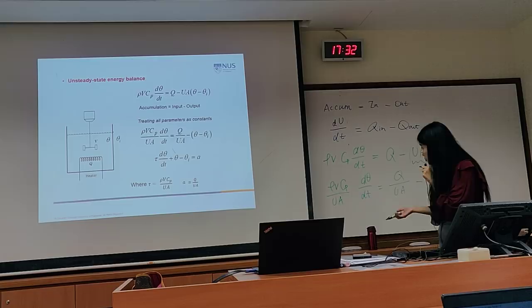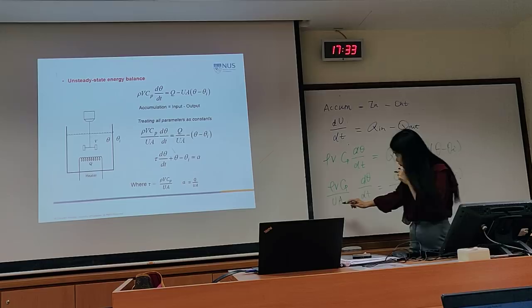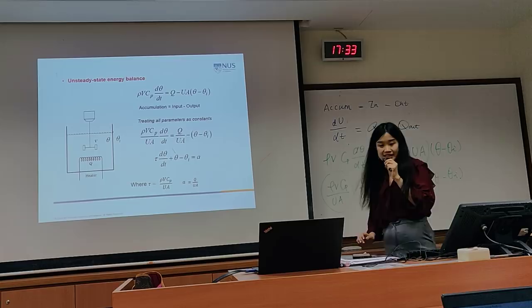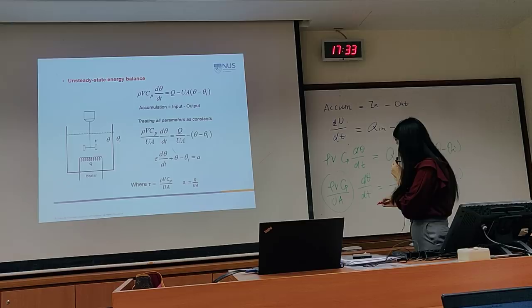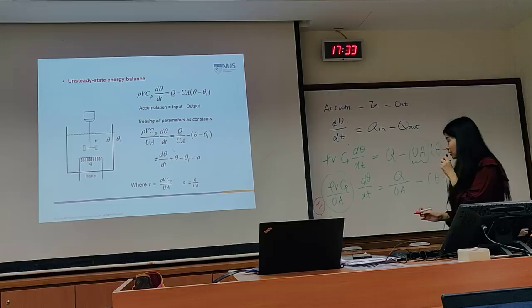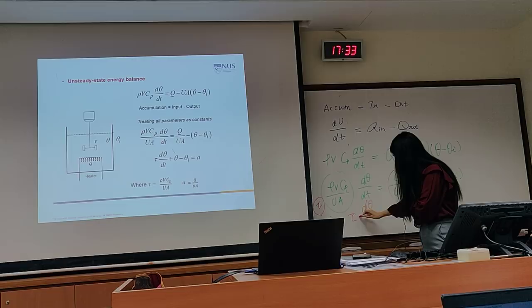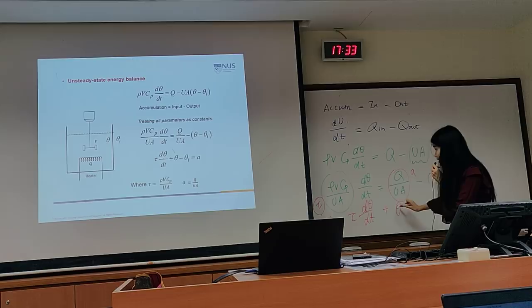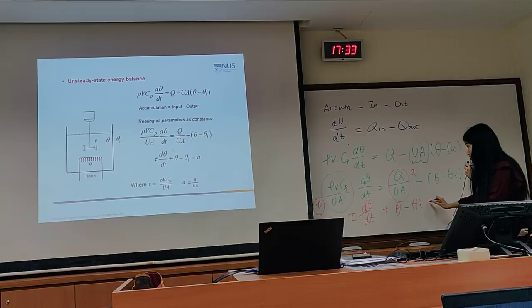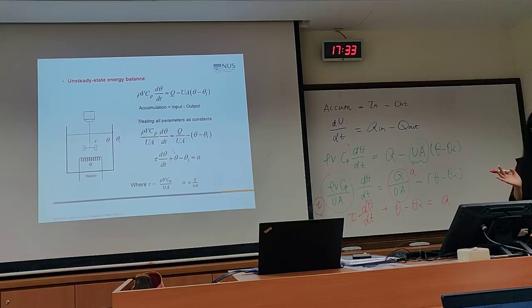If we further group all those coefficients together to define a new coefficient, based on its units we can think about its meaning. Define this group as tau. So this is a new tau coefficient. This other term we can define as an A parameter. Then the overall balance becomes tau multiplied by d theta dt plus theta equals theta I plus A, with the term moving to the right. So this is a beautiful, simple overall equation to describe the energy balance.